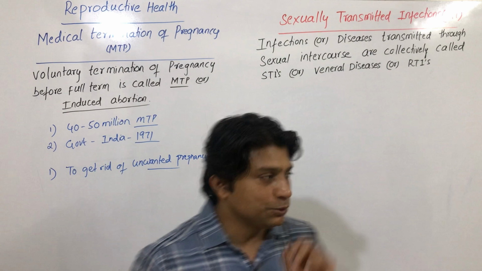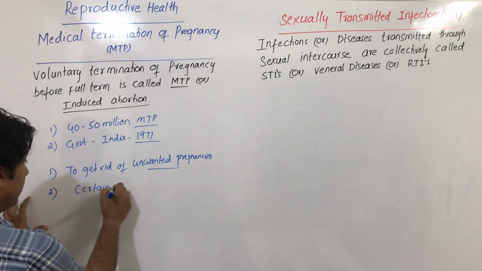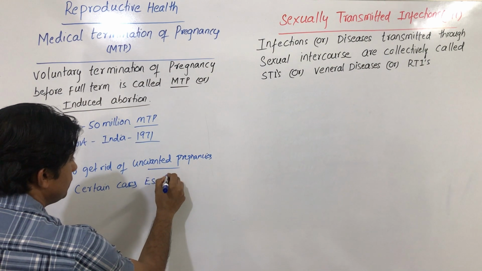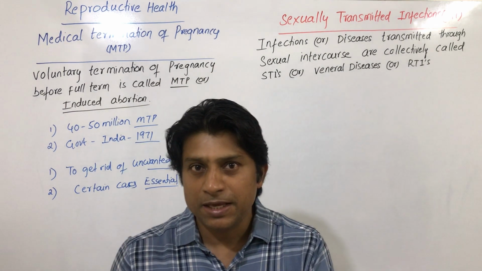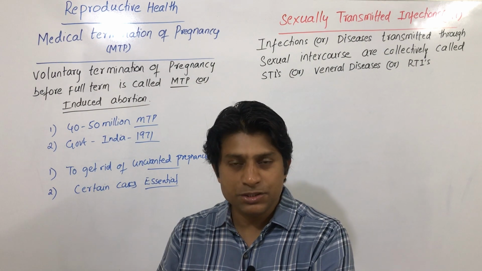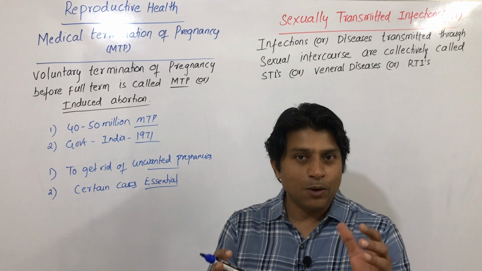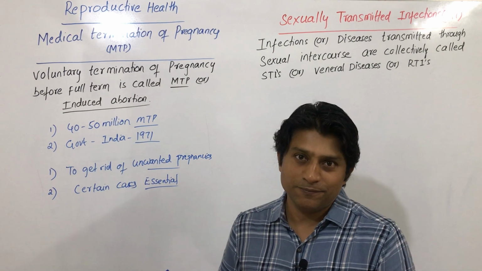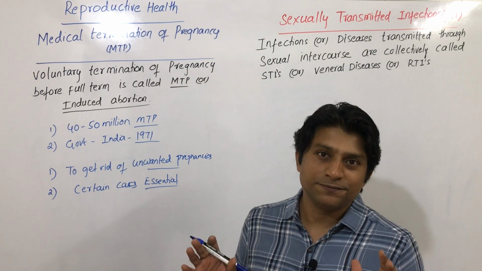The first thing. Number two, sometimes in certain cases, MTPs are essential where continuation of pregnancy may be harmful or fatal to the mother, fetus, or even to both of them. In such cases, we go with MTPs. Now, MTPs are safe during the first trimester of pregnancy. So, second trimester abortions are much more risky, right?